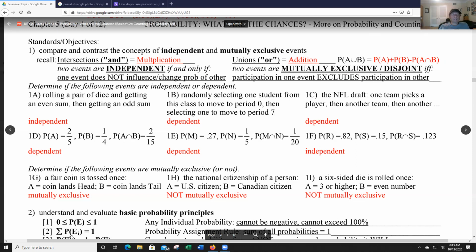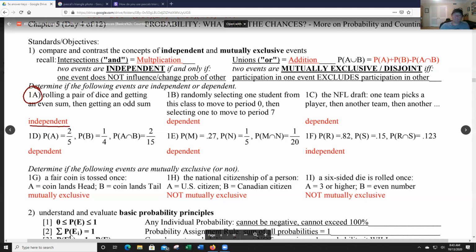All right, let's go through some of these and see if they are independent or dependent. You can obviously see my answer key. So 1A, rolling a pair of dice and getting an even sum, then getting an odd. So 2 different rolls. You probably realize that every roll of a dice is independent. The next roll has nothing to do with the previous roll.